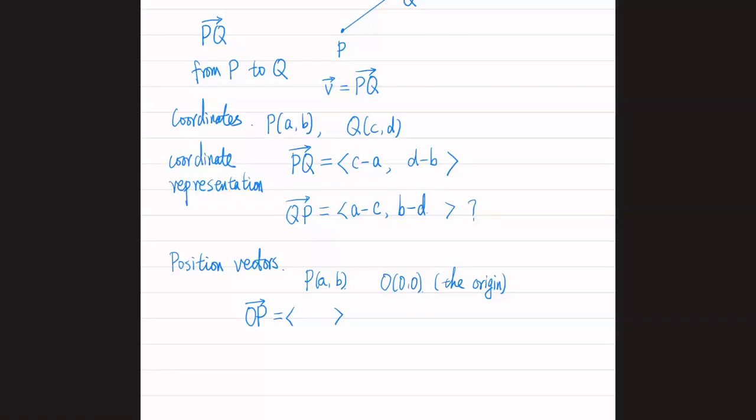Okay, so where do we start? From O to P. So from P to Q, it was C minus A. So the target minus the source: A minus 0 and B minus 0. Yes, it's just A, B.